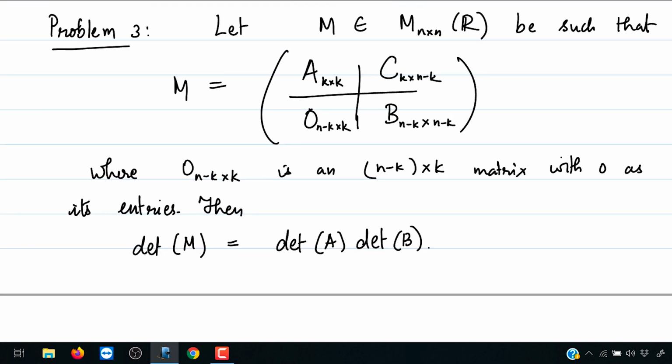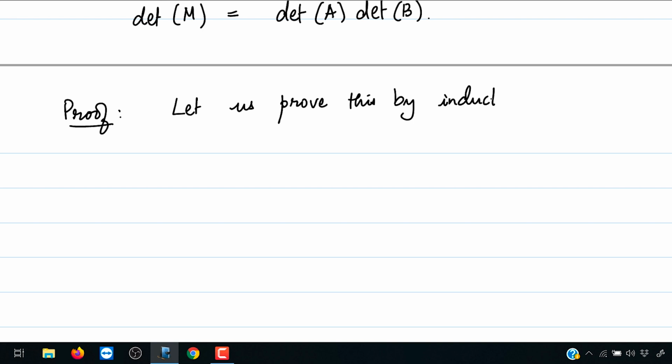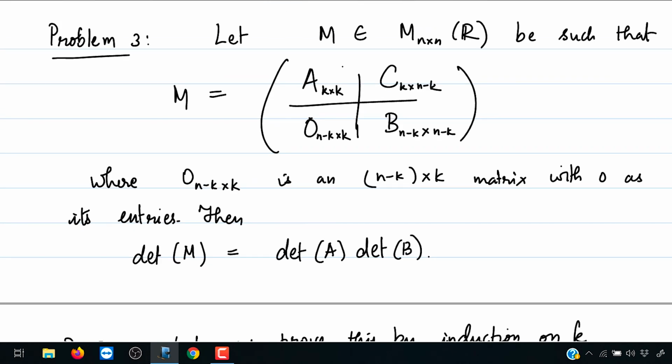So let's see how this particular statement can be proved. So notice once more that our M is in a block matrix form. So the proof is by induction. So let us prove this by induction on k. What was k? k was the size of the matrix A here. So we will prove it by induction on this k.